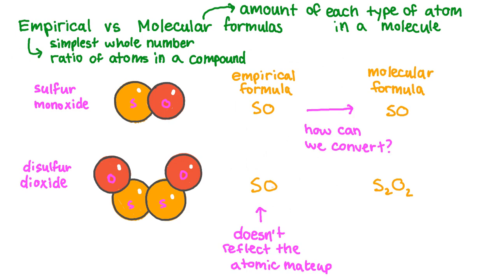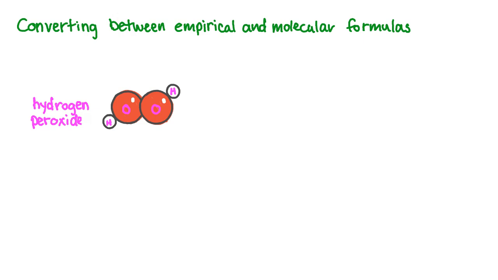So now there's one last thing to address here: how to convert between an empirical formula and a molecular formula. That is, how do we obtain the molecular formula once we've determined the empirical formula of a compound through elemental analysis? To address this, let's take a look at the molecule hydrogen peroxide.